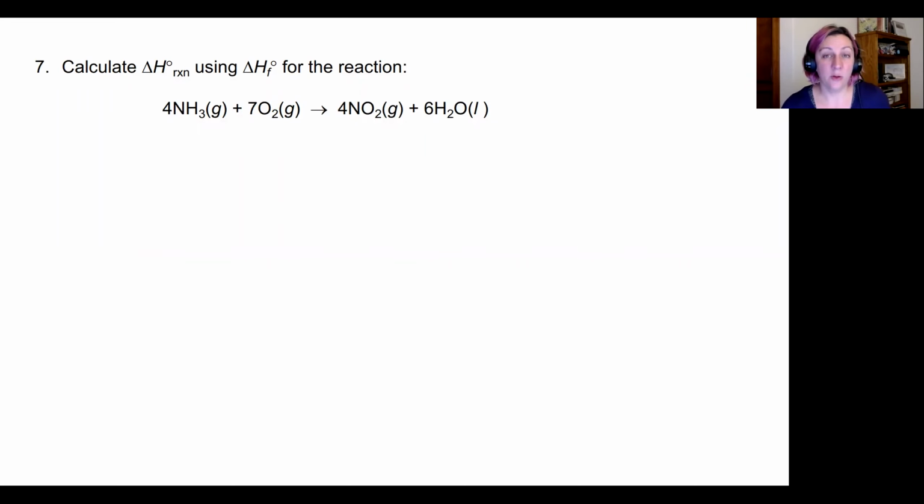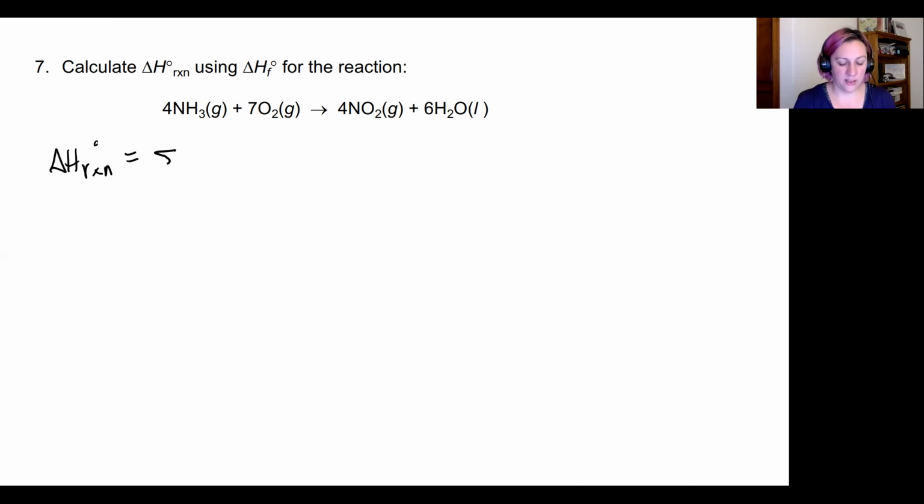All right, and now we're going to look at our last practice problem, and this is calculating the standard enthalpy of reaction from the standard enthalpies of formation. And so the reaction that I'm interested in is this ammonium plus oxygen is forming NO2 plus water. So I'm going to set up my equation, and then I'm going to find my values in a table and plug them into it.